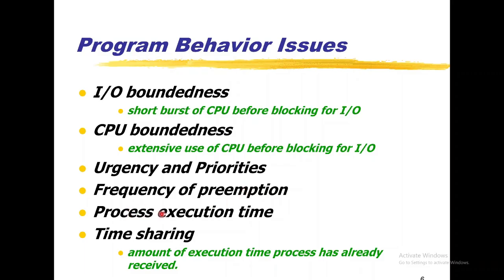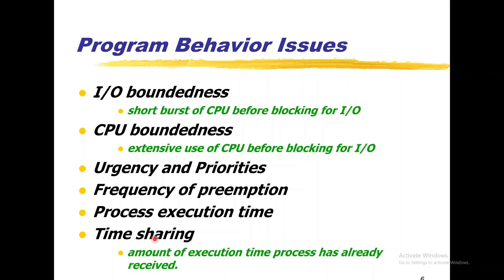Then we also have the process execution time. Execution time is the time that every process has to run, the time allocated to it. Like I said, a process can have a burst time of 1 second, 8 seconds, 5 seconds, or milliseconds. And these milliseconds need to be properly executed in time.